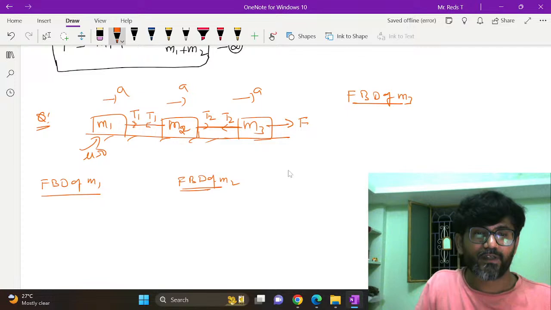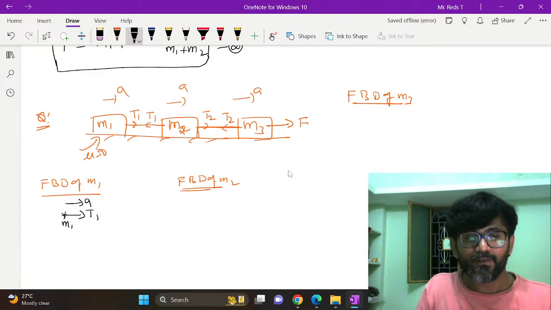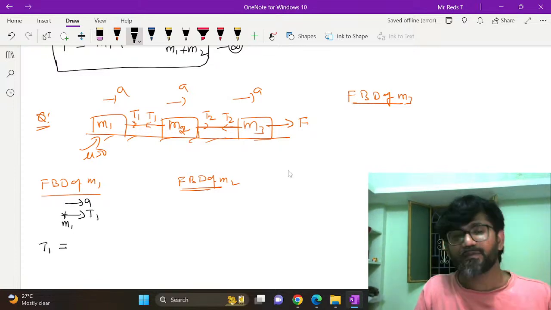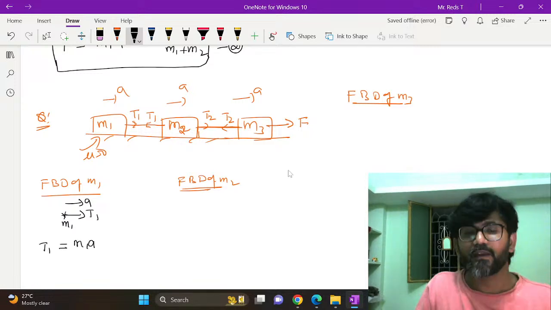Mark M1. On this only tension T1 is acting. As a result, it is moving with an acceleration to the right. So the equation of motion: net force equals mass times acceleration. Net force is only T1, so T1 is equal to M1A. Equation 1.